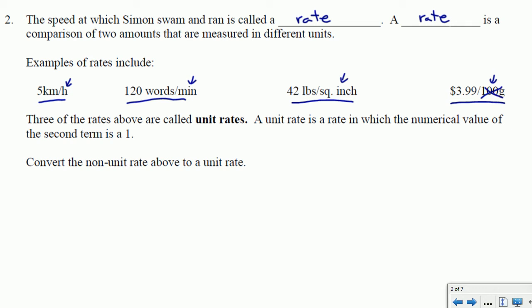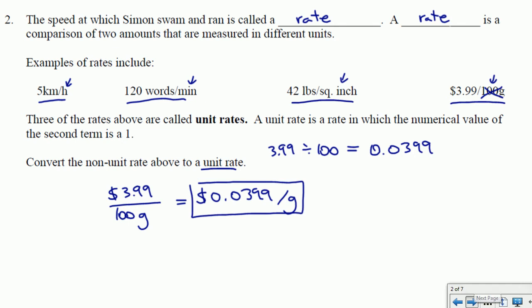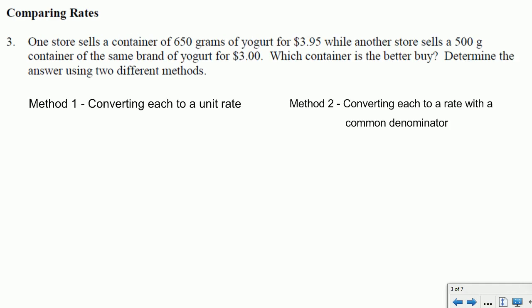So if we want to convert $3.99 per 100 grams to a unit rate, we just do $3.99 divided by 100 grams. So basically what we would do is type 3.99 divided by 100 into our calculator, and we would get a number of 0.0399. So in other words, our rate would be 0.0399 per gram.